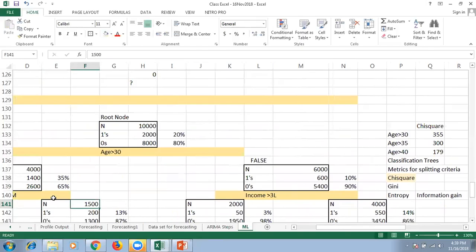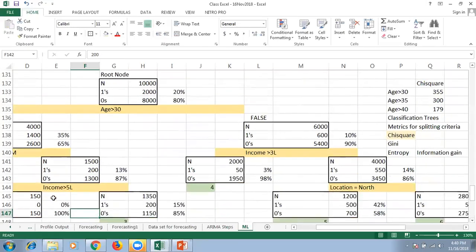So information gain and entropy, these are two metrics. Again, they tell me how pure your node is. When I say pure node, what does that mean? A pure node is nothing but one where all the observations are either zeros or ones. Then we call it a pure node.